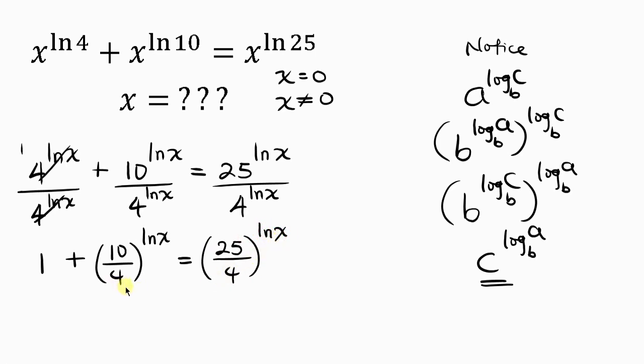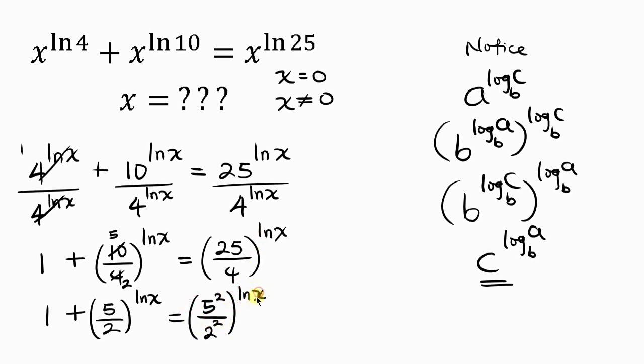Now our next step will be for us to break this down. So 10 divided by 2, I'm going to be having 5. 4 divided by 2, I'm going to be having 2. So this becomes 1 plus 5 over 2 to the ln x to be equal to, now 25 and 4 are both perfect squares, which means 25 can be written as 5 squared all over 4 can be written as 2 squared, and this is raised to ln x.